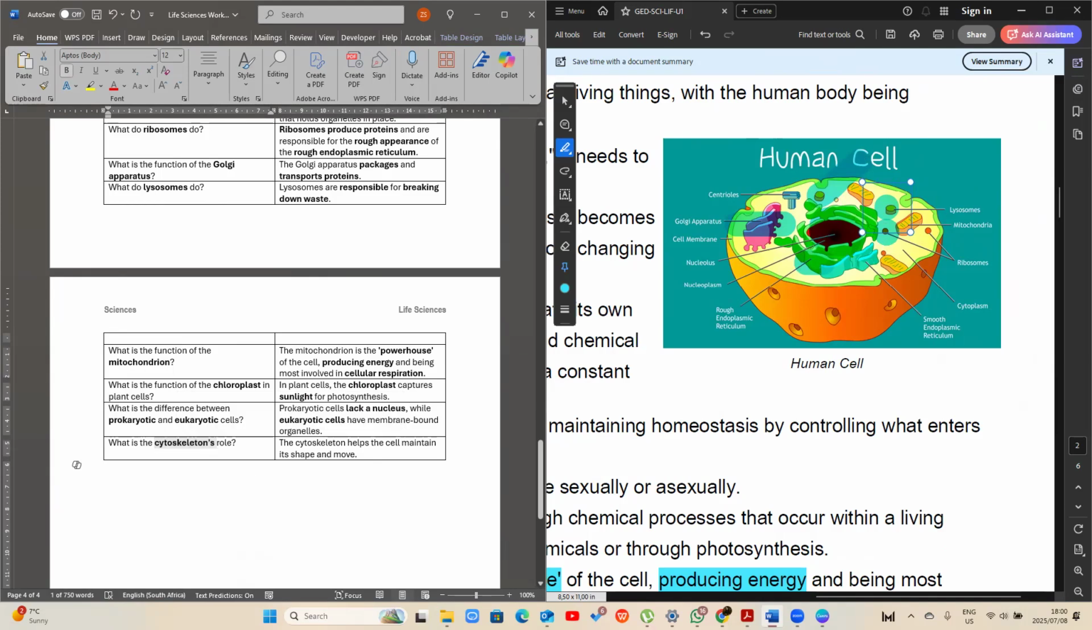Last thing is that you also need to know what the cytoskeleton does. The cytoskeleton helps maintain the shape and the movement of the cell. So it works the same way as our skeletons.